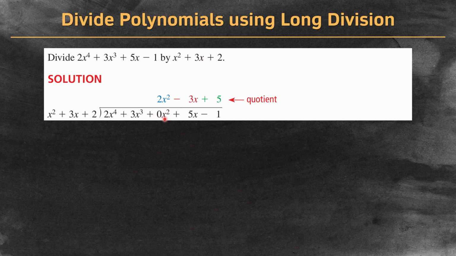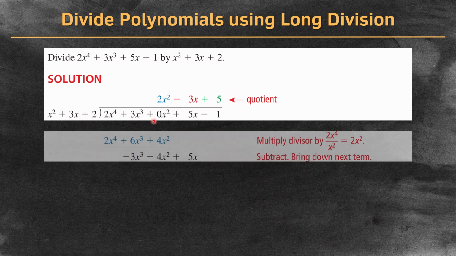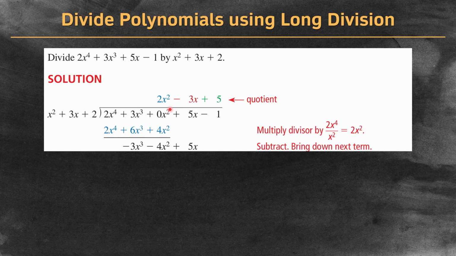Now, at each stage, divide the term with the highest power in what is left of the dividend by the first term of the divisor. Now, that's a lot of words. Let me show you. So we can multiply 2x squared to the given divisor. So it becomes 2x to the power 4th plus 6x cubed plus 4x squared. Now you have this. Now what do we do?